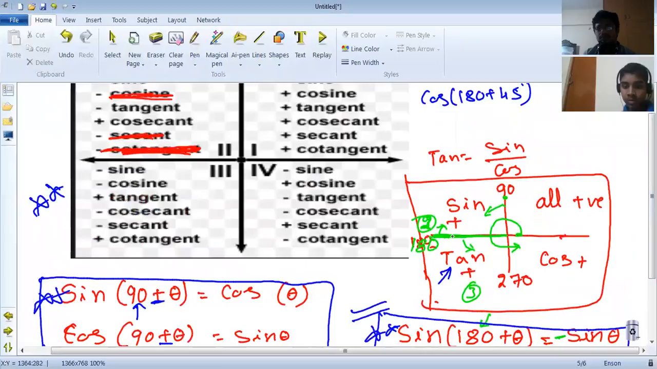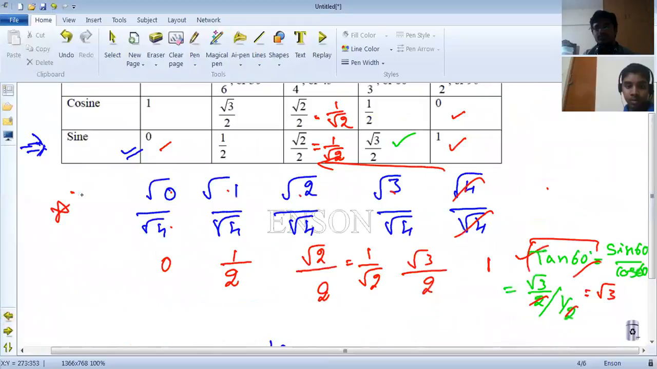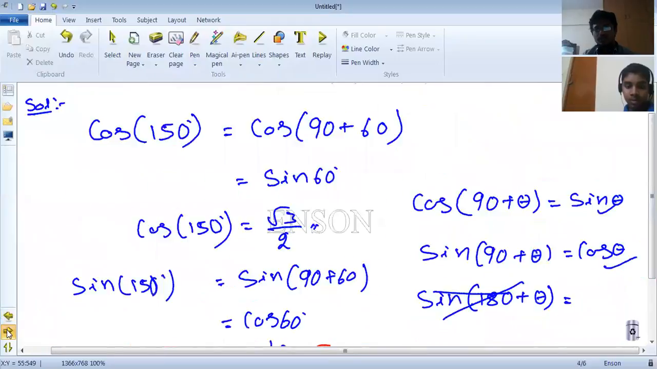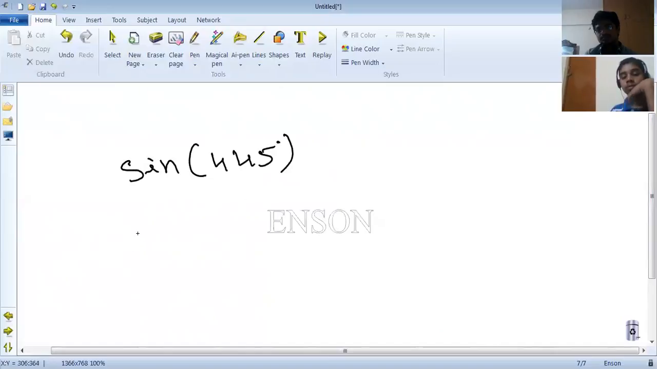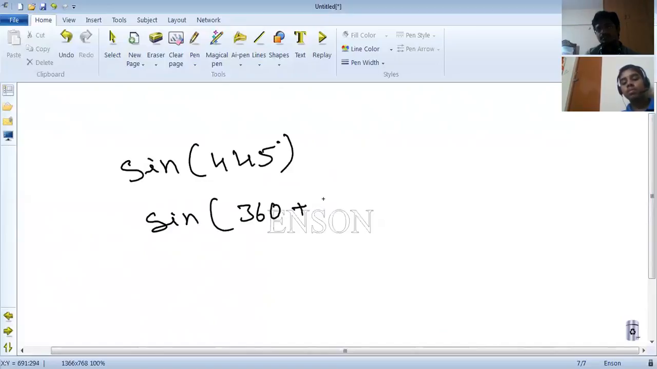And this combination, you will get the trigonometry table. If you remember these two, you can solve any value in trigonometry. For example, I want sine of 450 degrees. How can I write? Sine of 360 plus 90. So 450 you can consider as 360 plus 90.